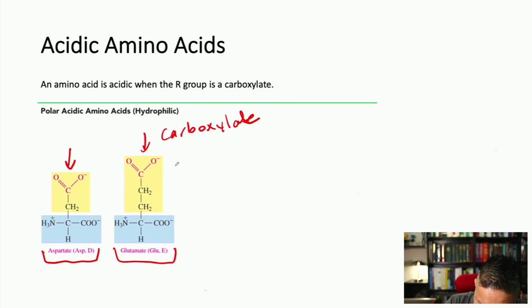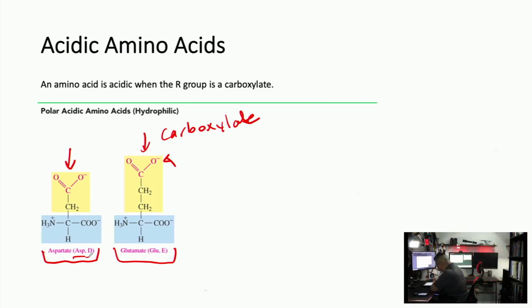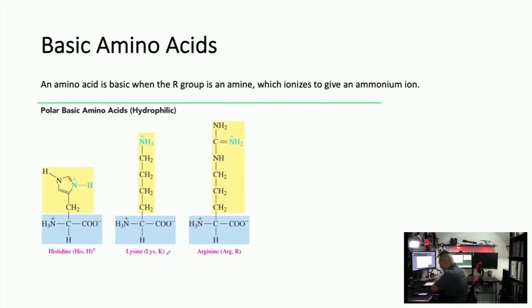Why is it a carboxylate? Just a quick review, because there's no hydrogen there. There's just a minus sign. Makes it a carboxylate on both. Aspartate, ASP, and D. Glutamate, GLU, and E. Now you know why the other ones didn't have regular three-letter designations that were based on their name. It's close though.